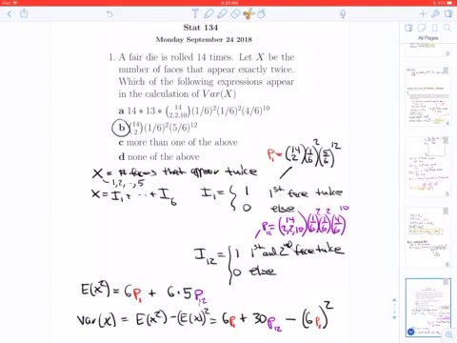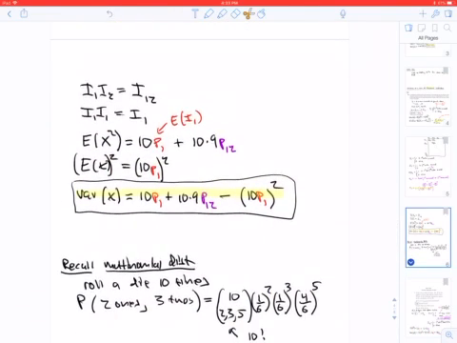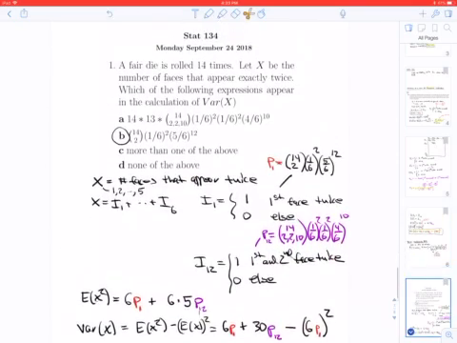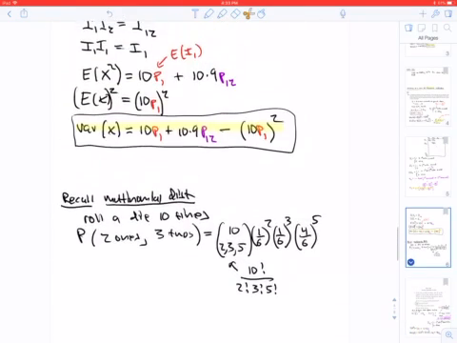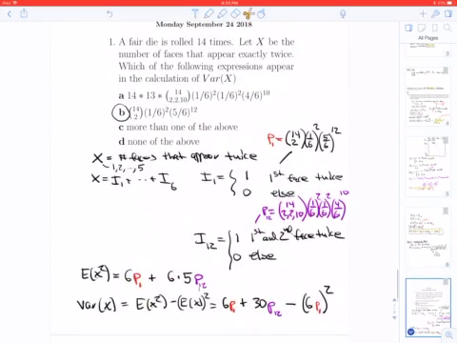So then we did a concept test. A fair die is rolled 14 times. Let X be the number of faces that appear exactly twice. Which of the following expressions appear in the calculation of the variance of X? So again, there are two main terms that appear in the variance of X. Let's just go back to the example from before. There's P1 and P12. In this case, I've given you B here is going to be P1, and A here is going to be n times n minus 1 P12.